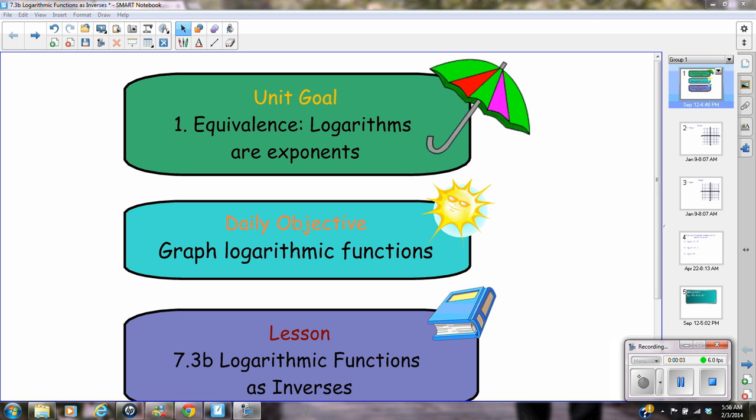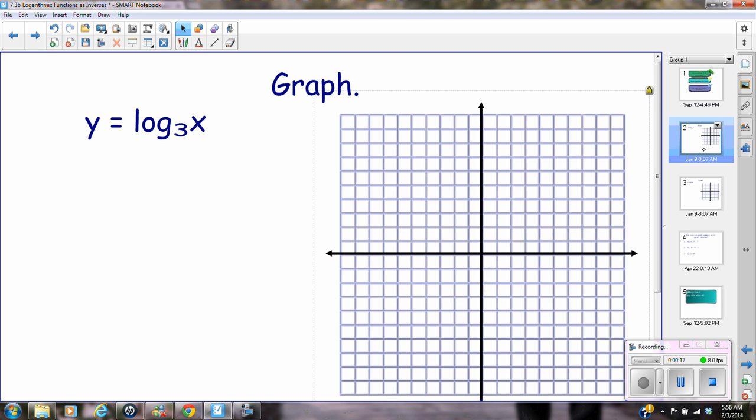Our unit code today is equivalence. Logarithms are exponents. Our daily objective is to graph logarithmic functions, and our lesson comes from 7.3 in the book. It's the second time we're doing this, and it's logarithmic functions as inverses. The only thing we're learning how to do today is graph these logarithmic functions.